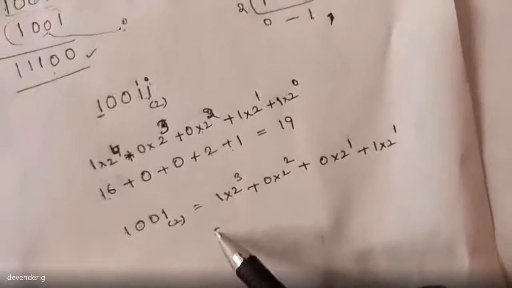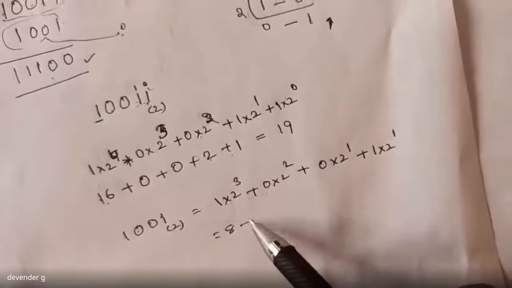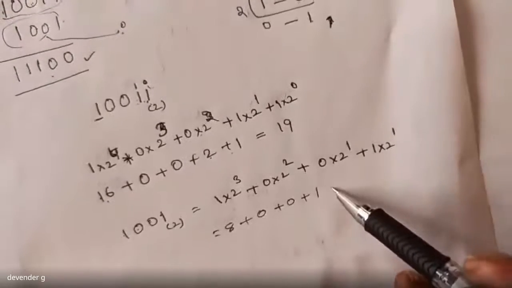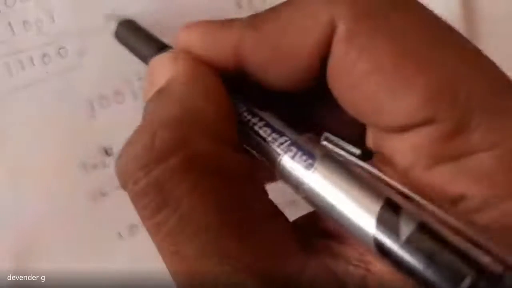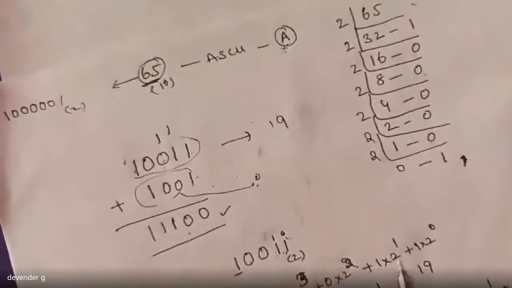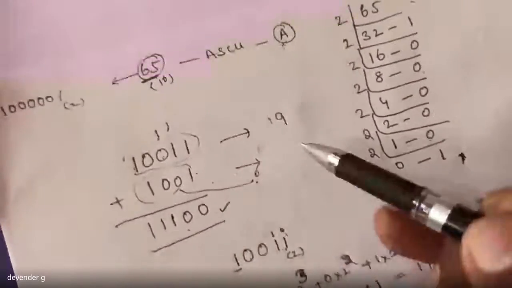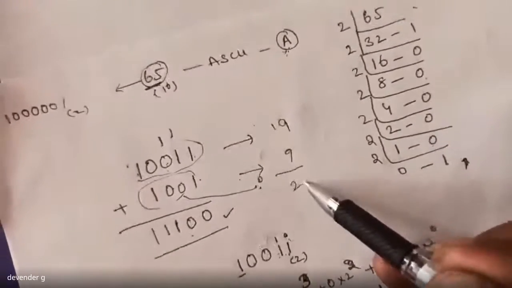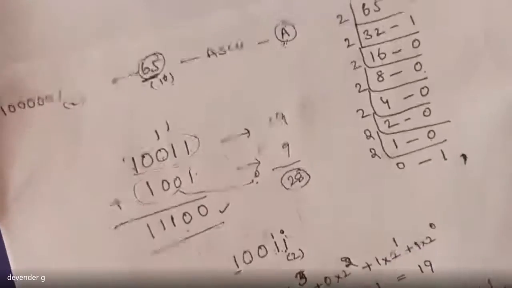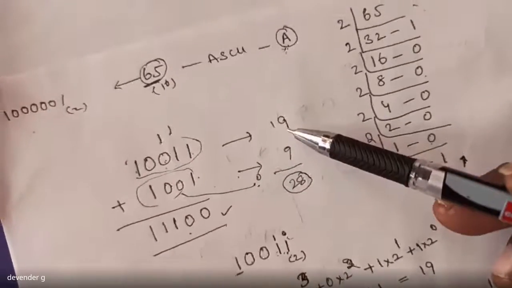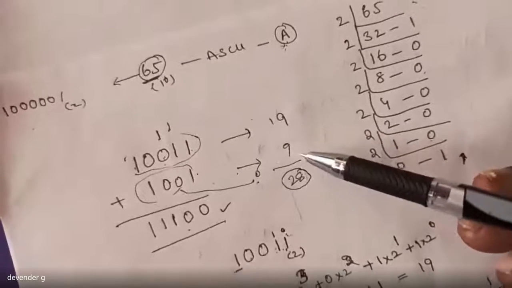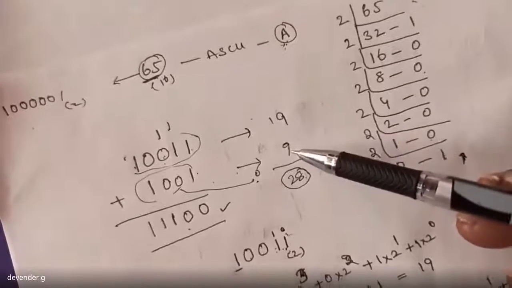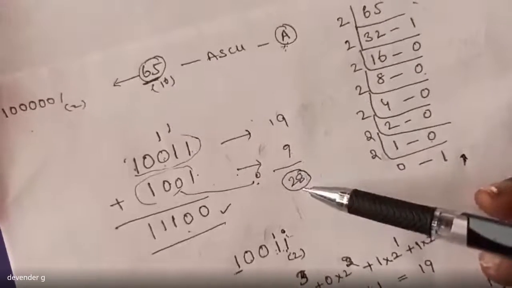So now this is 8, this is 0, this is 0, and this is 1. So this becomes 9. So according to what I translated, this has become 9. So when I convert, 19 plus 9 is 28. Normally mathematically I'll do this, or I'll use the calculator. I'll say 19 plus 9 and immediately I'll get 28. So how will the system take this 19 plus 9 equal to 28? How will it get the answer?